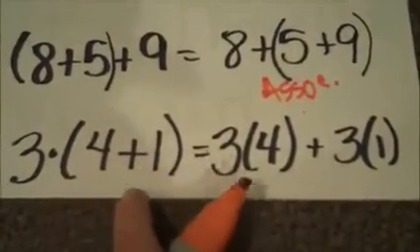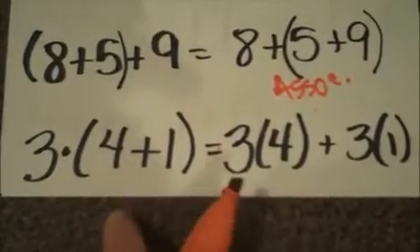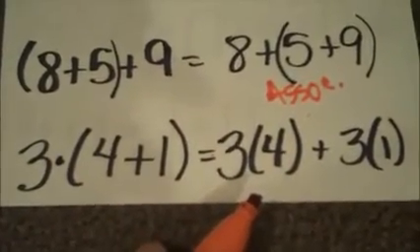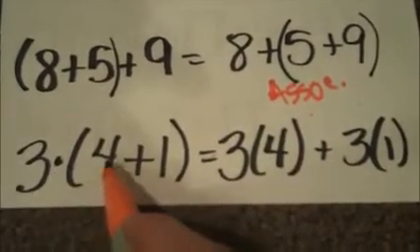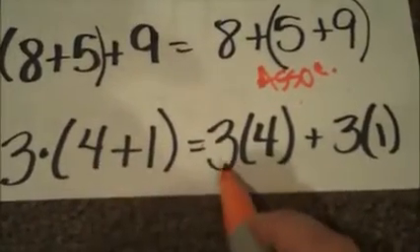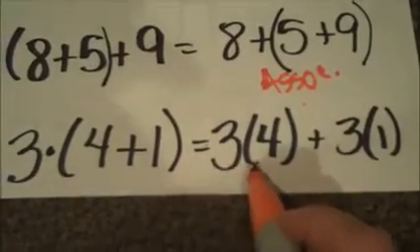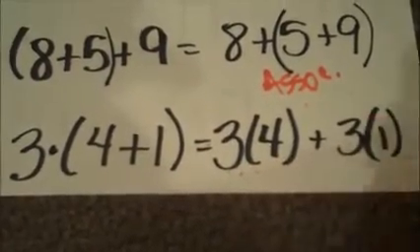Three times 4 plus 1. Now I see groupings here. I may be tempted to think that this is the associative property, but because this is a combination of multiplication and addition, this is proving the distributive property. 3 times 4 plus 3 times 1.